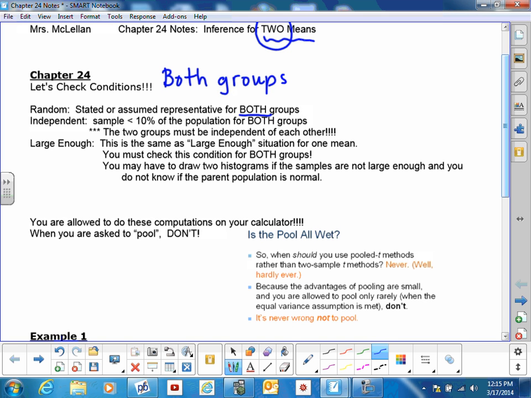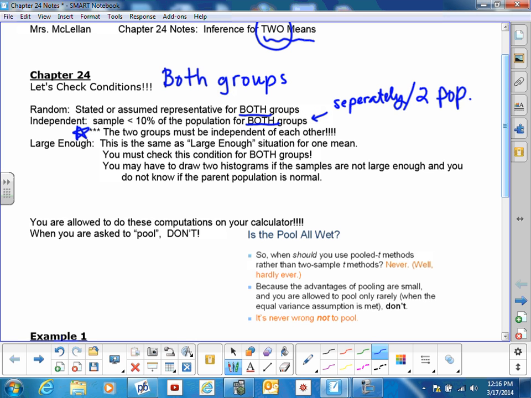Now, for the sample being less than 10% of the population for both groups, this means you're going to have to write these out separately because you're going to have two separate populations. So, you will have to be writing these out separately because you have two populations, the population that the first group comes from and the population that the second group comes from. So that will be looking like two lines.